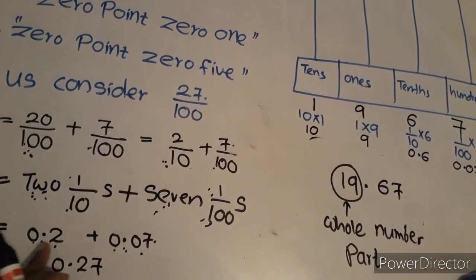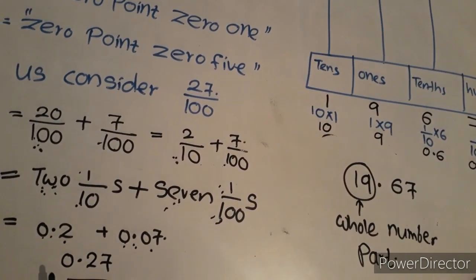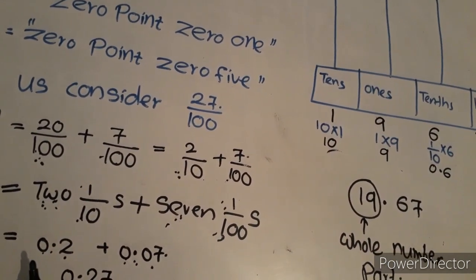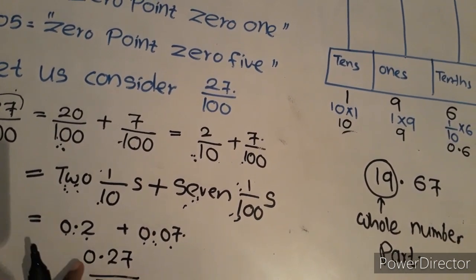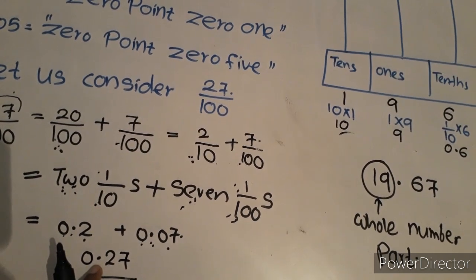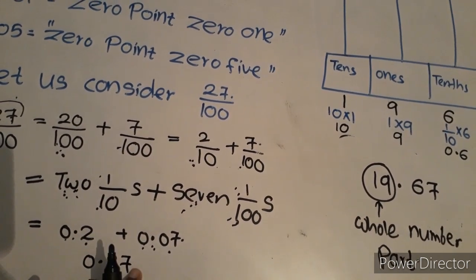Then add together, we get 0.27. How do we say that? 0.27.